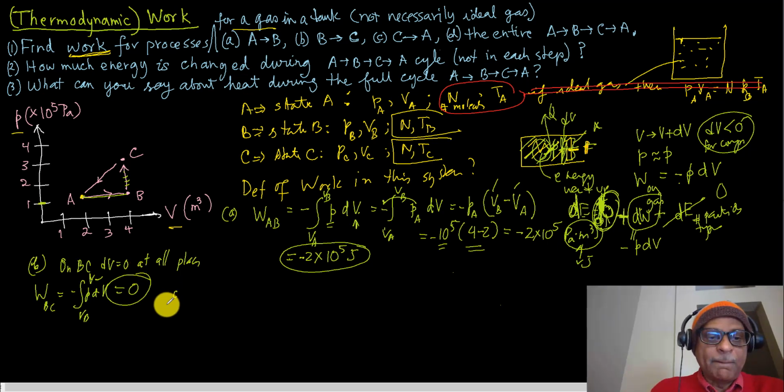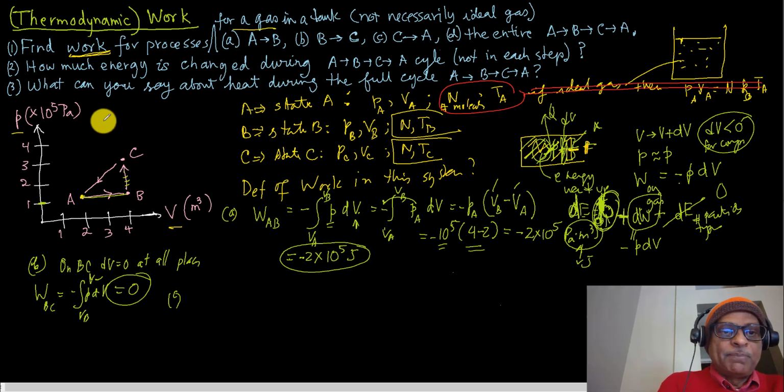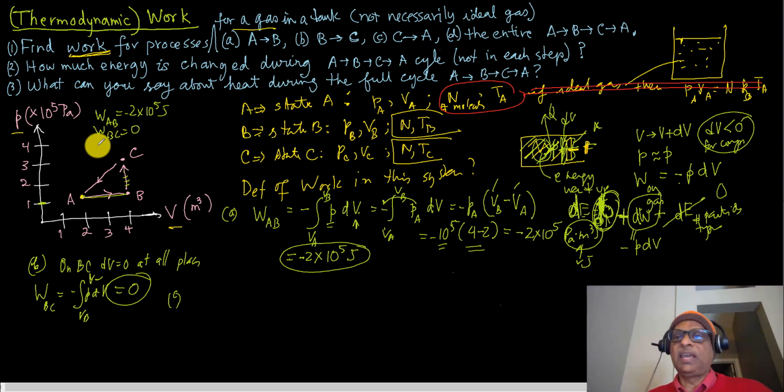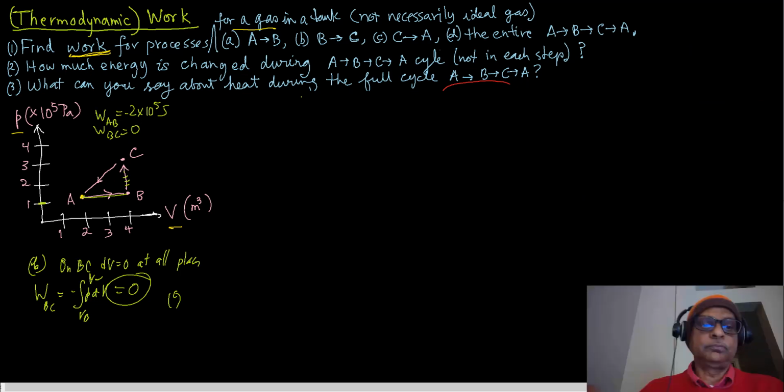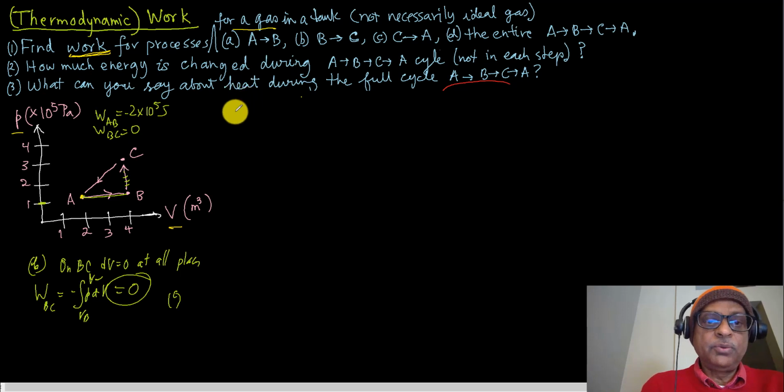How about C? Let me erase and then come to C. Okay, so I'll just write down what we found. WAB is minus 2 times 10 to the power 5 joules. WBC equals 0, and let's look at WCA. So we are doing C.